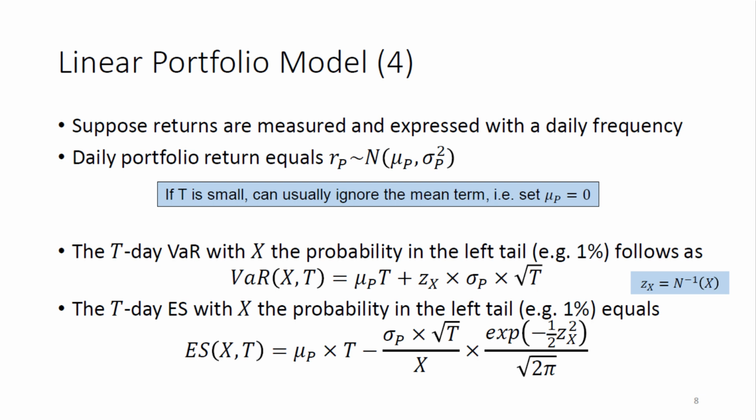Then for the expected shortfall, you use the exact same elements as you use for the value at risk. So you need the mean portfolio return, you need the time horizon, you need the standard deviation of the portfolio return, you need the critical value, so the 1%, that's the X, and you need to have that evaluated in the standard normal distribution function.